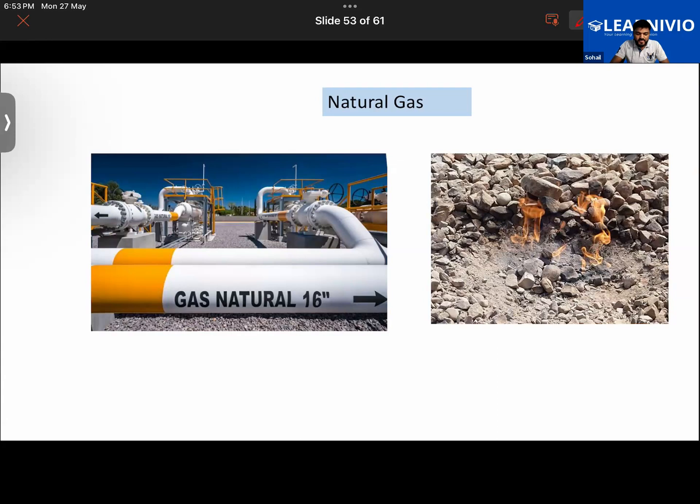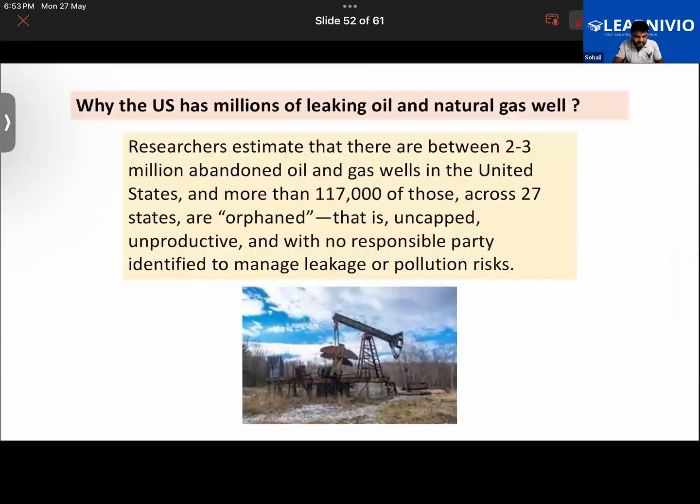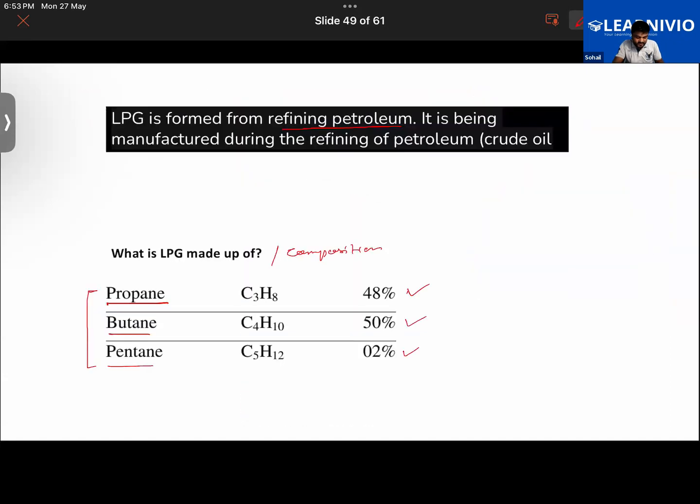Then talking about natural gas. By the way, while we talked about liquefied petroleum gases, there are certain disadvantages of using this. There are certain reasons why it is considered a good fuel. Can you guys tell me why it is considered a very good fuel?